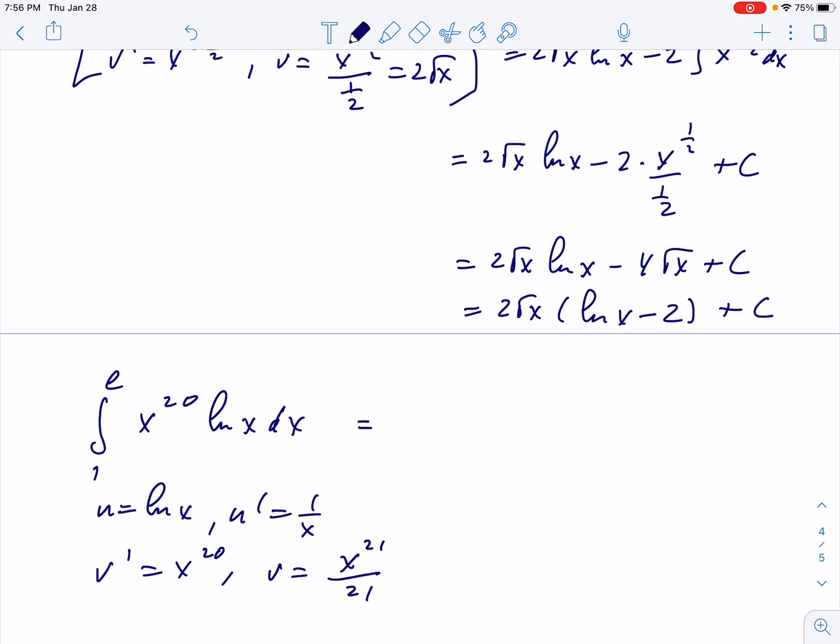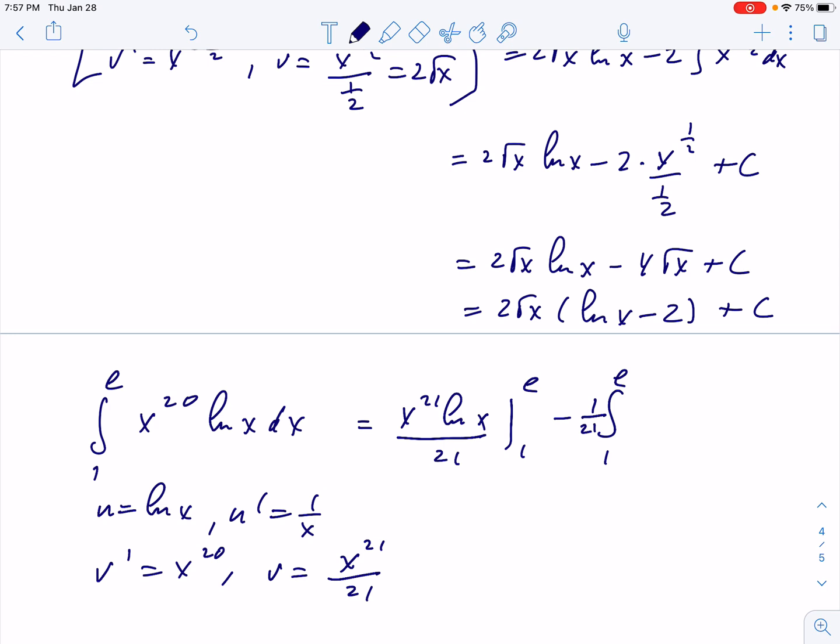So we go now with the product uv. So this will be x to the power 21 natural log x over 21 between 1 and e, minus the integral from 1 to e of u prime v. I can put this coefficient 1 over 21 outside.